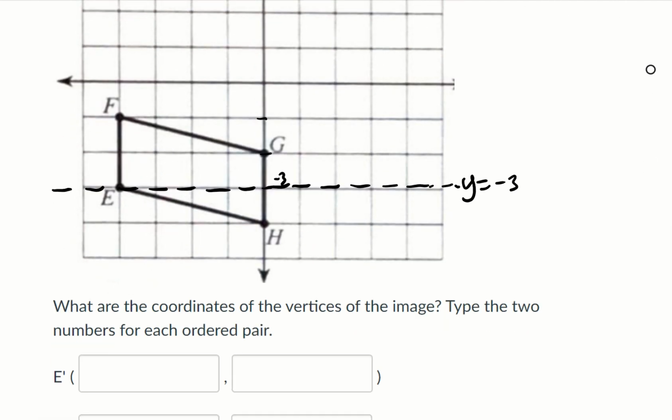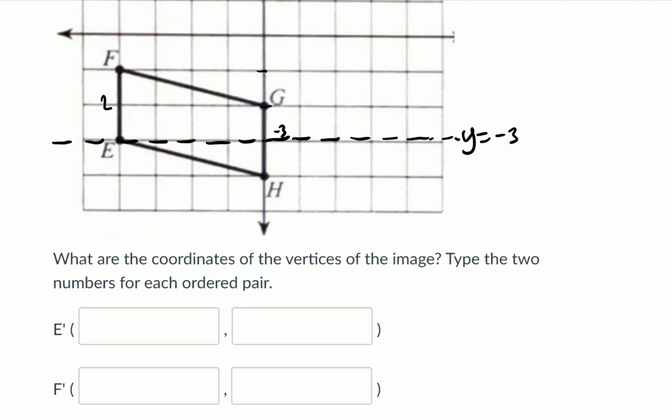So you have to visualize this. So the distance here from E to F is 2. And so it's going to be 2 on the other side as well. Okay, so we're going to have to move 2 units. So it's going to be 1, 2 over here. So if it's 2 units here, up. If it's 2 units up here, I'll give it a second here.